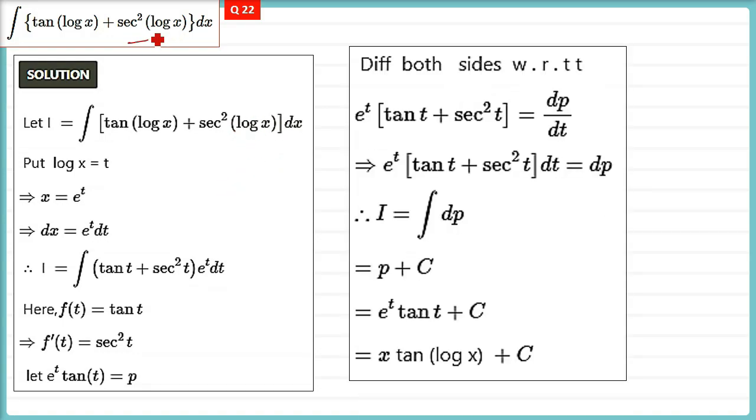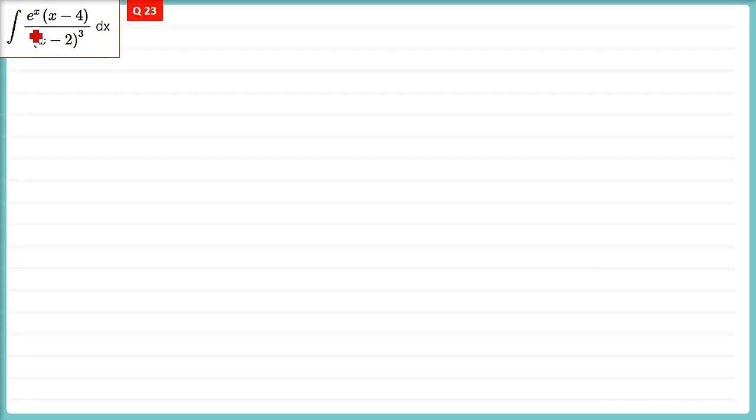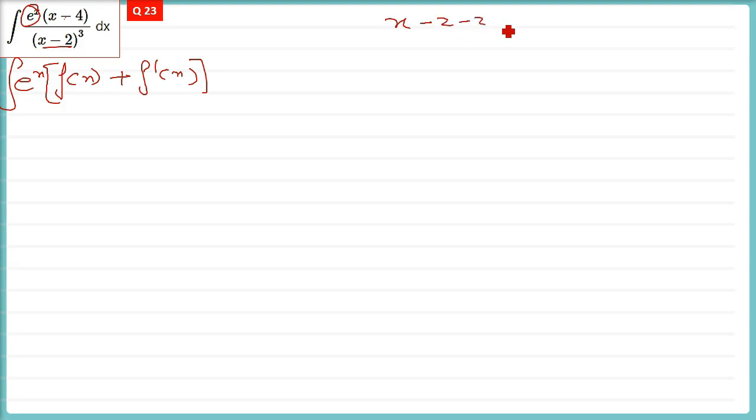So this is how it's going to be solved. So if e raised x is not there, then these are the ways you can create e raised t, because it was not there. E raised x into x minus 4 divided by x minus 2 whole cube. So we need to convert this x minus 4 divided by x minus 2 whole cube into the form that we get f(x) plus f dash x into e raised x. So keep it inside an integral sign, and that will give you e raised x f(x). So x minus 4 can be written as x minus 2 minus 2.